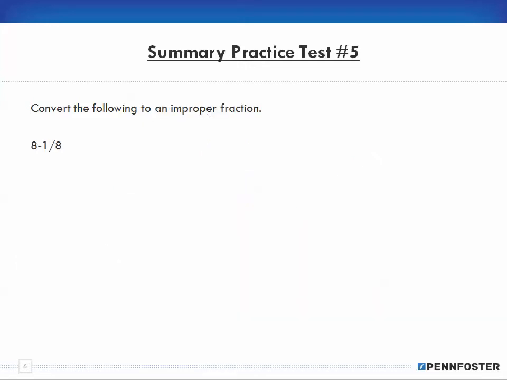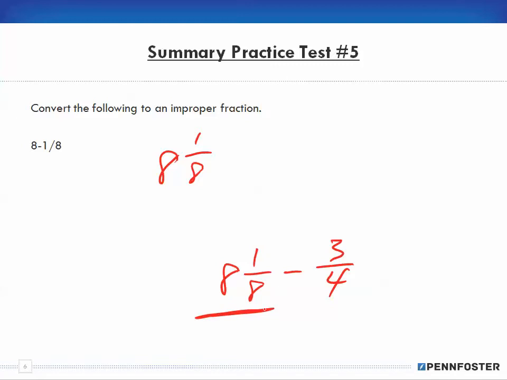Convert the following to an improper fraction. We have 8 1/8. While it's important to work in proper fractions, we definitely do want to convert into improper fractions in order to be able to do math. If I had an example, let's say I had 8 and 1/8, and I wanted to subtract, or multiply or whatever, let's subtract 3/4. I can't work with this mixed number.